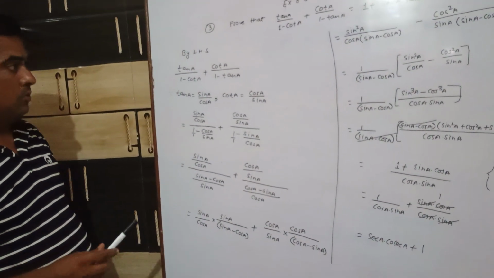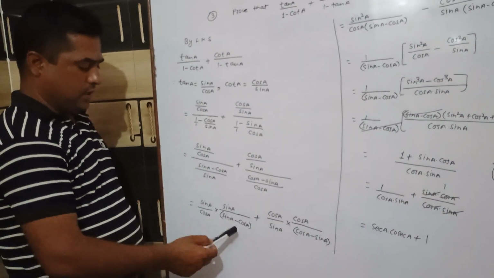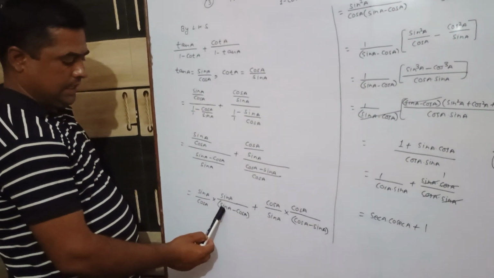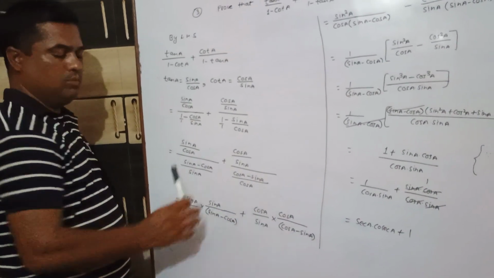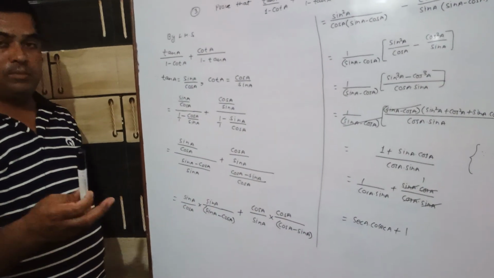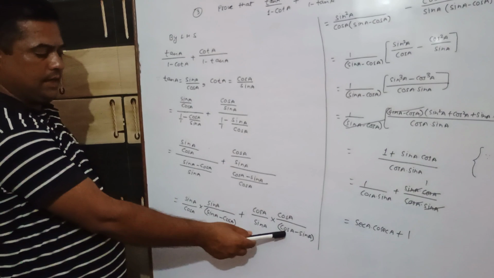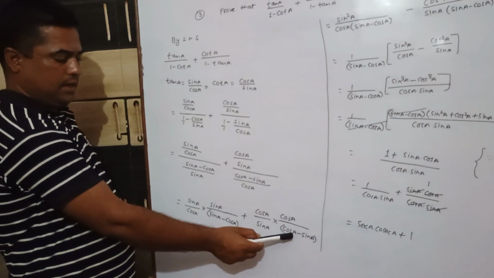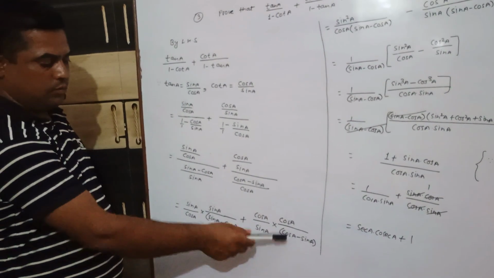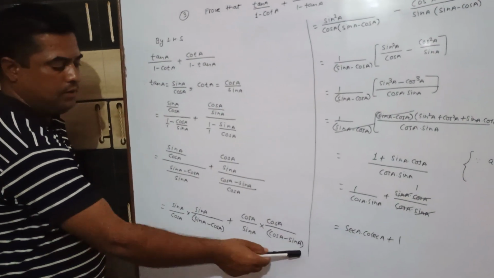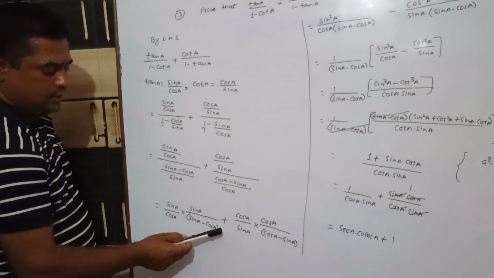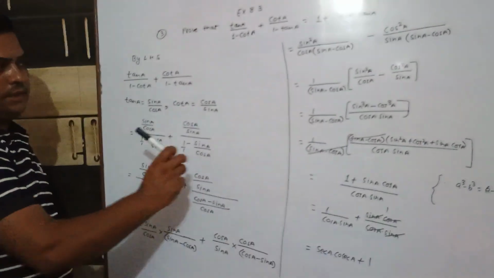Students, now what will you do? Now what is common? You can see here sin A minus cos A, and this is cos minus sin. So we have to make both the terms the same. It means you have to write sin A minus cos A in place of cos minus sin. So what will we do? We will take the minus sign common here. If you take the minus sign common here, this sign will be negative.